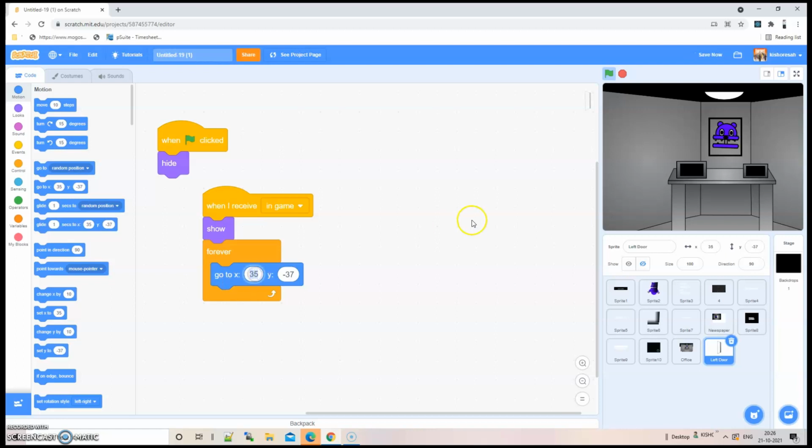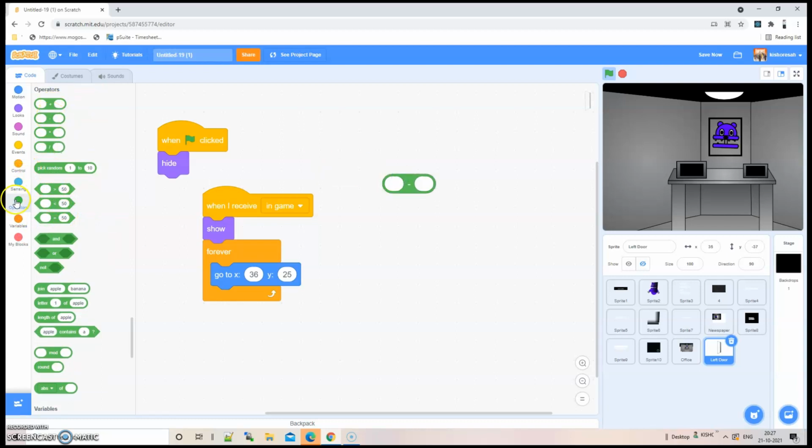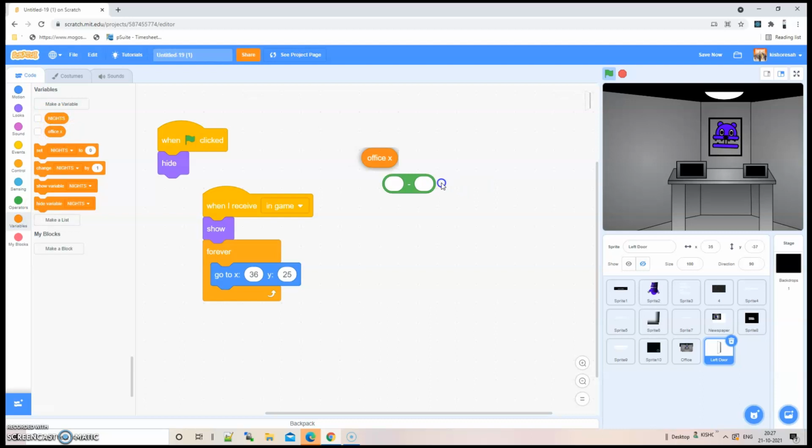go to X 36, and Y 25. Enter. Okay. Left door, go to this one, and go in the operators, minus, office X.